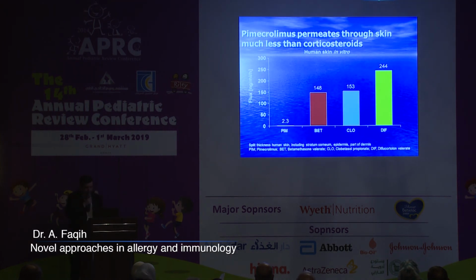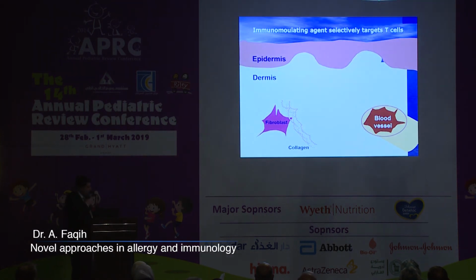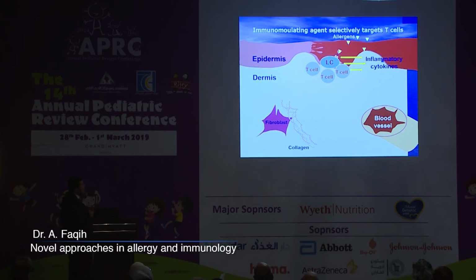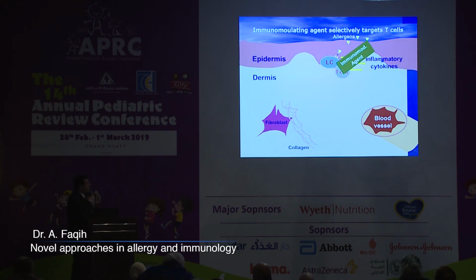Okay, let me go to the slide here. What happens in atopic dermatitis patients? We have our allergens going into the Langerhans cells. As a result, we have attraction of T cells. Okay, we have inflammation going on. This is what happens in atopic dermatitis. Go ahead and give immune modulating agents. It acts specifically on the T cells that are attracted to these Langerhans cells.